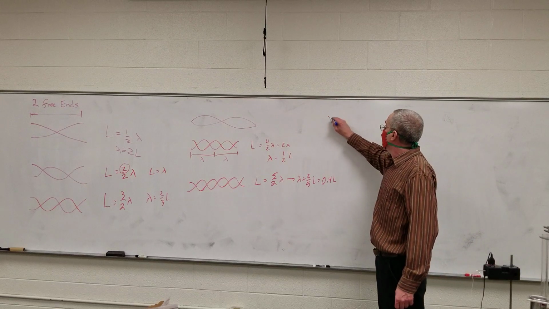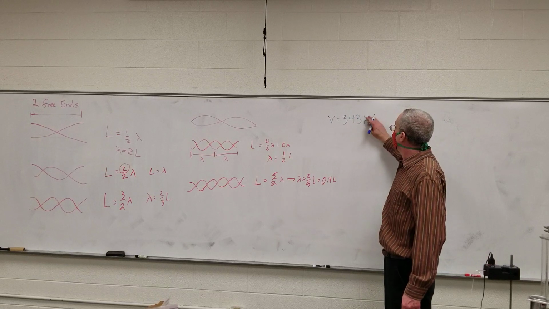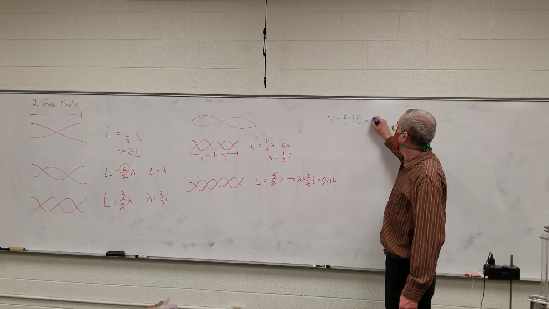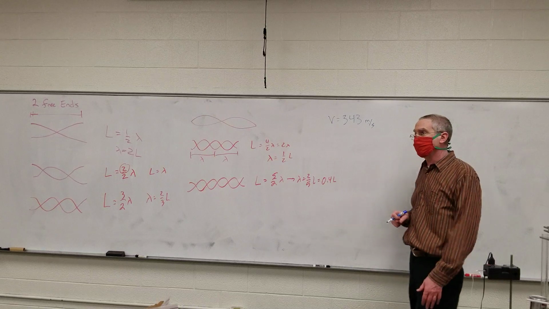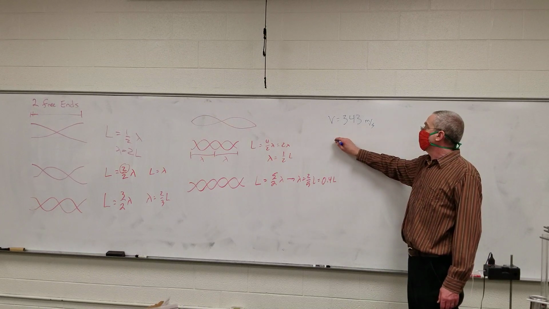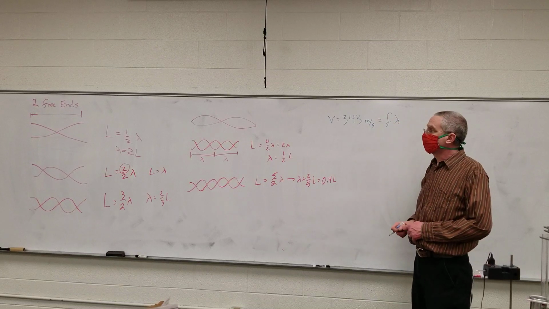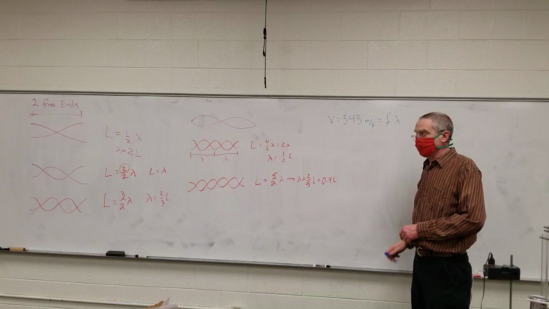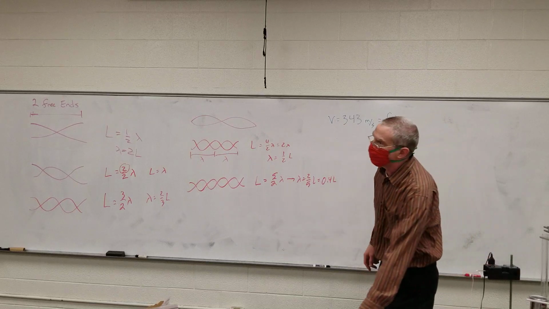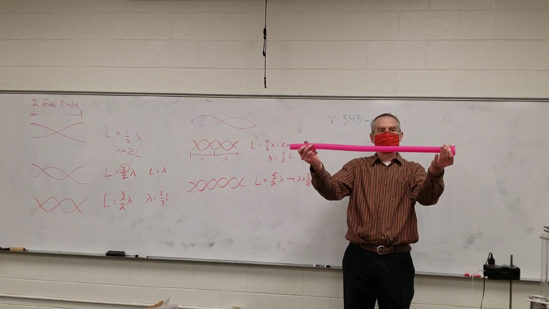I know that the speed of a wave is 343 meters per second, based upon what Hope was saying. And that is equal to the frequency times the wavelength. Now the wavelength is going to be 2 times L. What is L? Well, that length there is L.